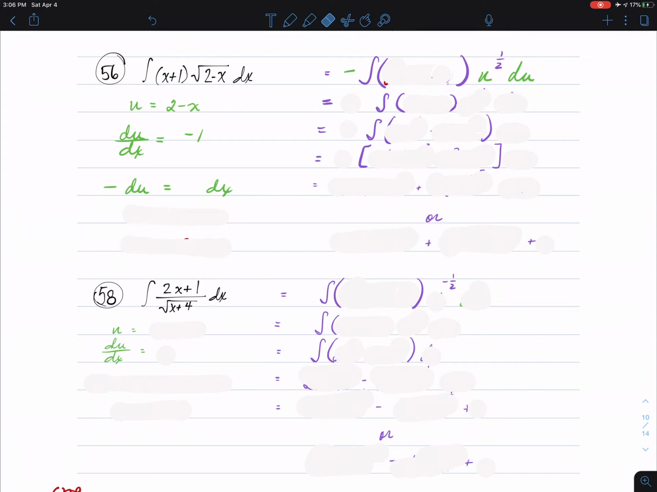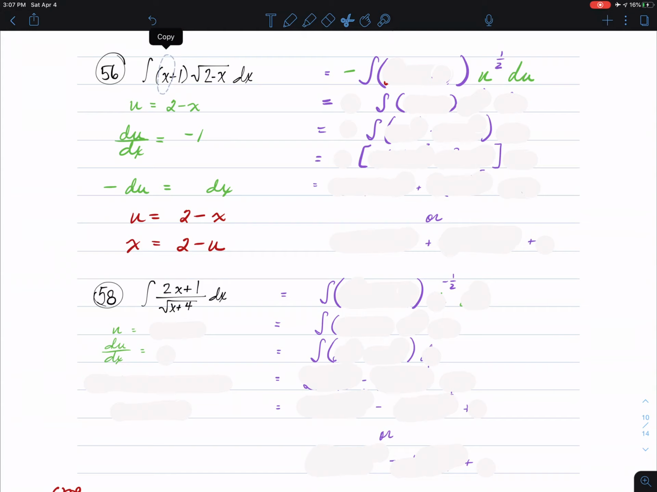But I don't have anything to plug in for x plus 1. So let's do something like what we did on the last question. Let's take our u equals 2 minus x, and let's solve for x. When you get x alone, that's going to be x equals 2 minus u.